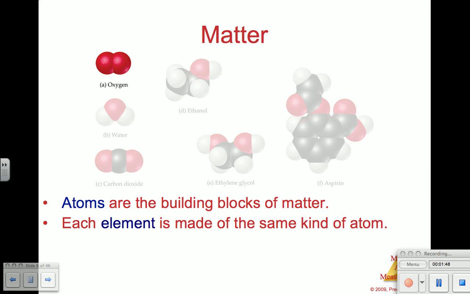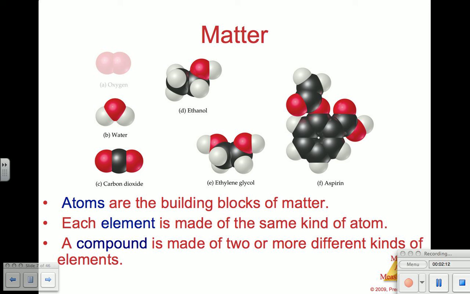Now you can have metals like strontium or calcium, and they're just going to be single atoms or in a metal lattice. But when you talk about oxygen or nitrogen or fluorine as an element, they're always paired together. Oxygen in that picture there has two atoms together. It's still an element, even though it's two atoms. And then a compound is made of two or more different kinds of elements. You've got a variety of compounds there on that slide, everything from water to aspirin. These are mostly organic, so you've got aspirin, and ethanol, and ethylene glycol.